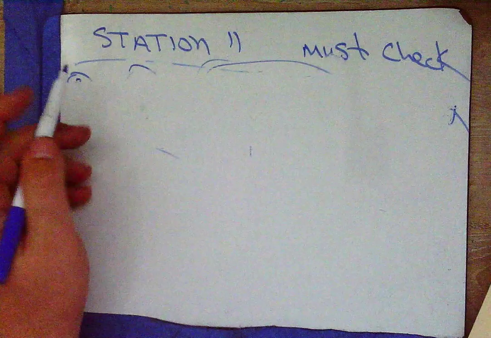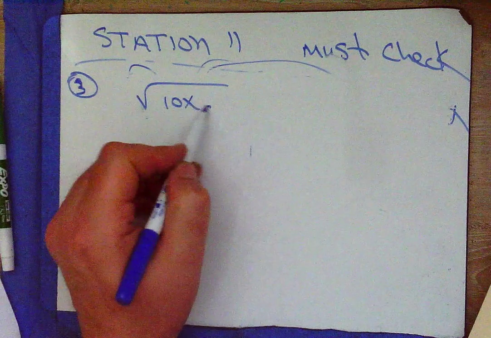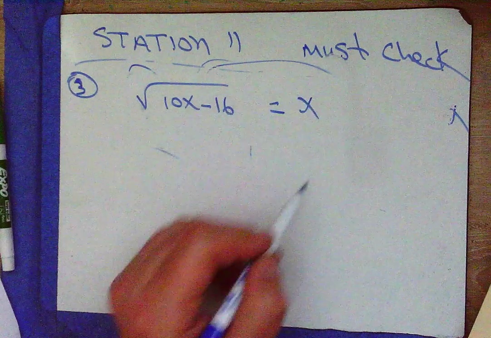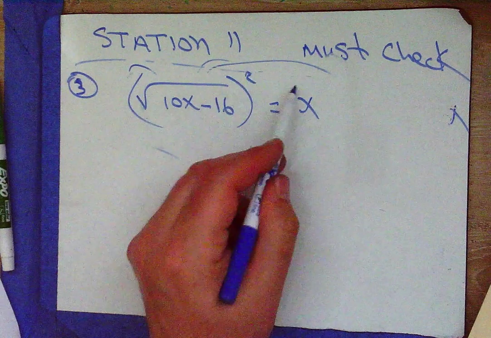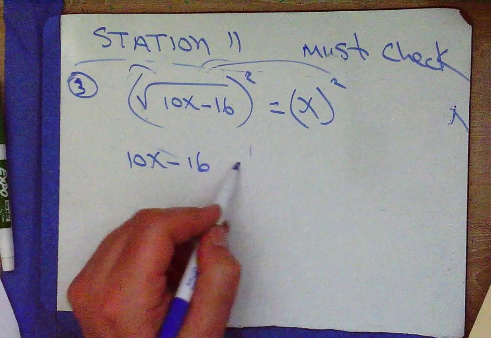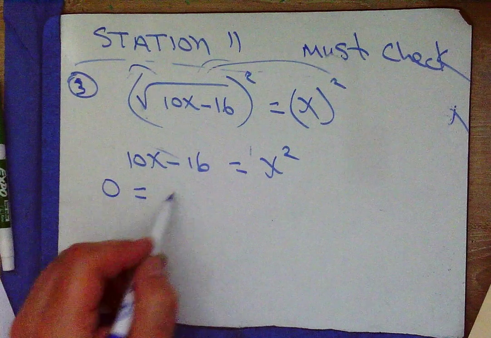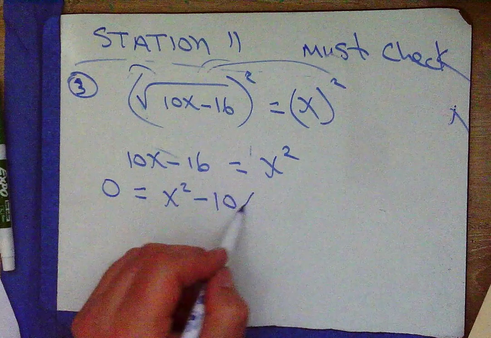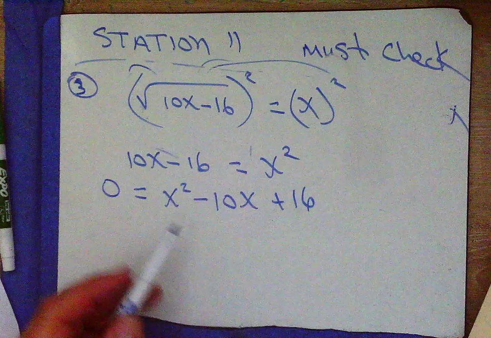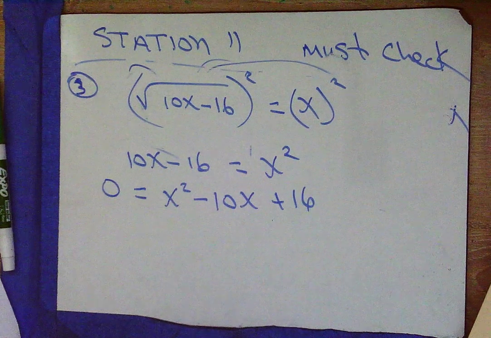All right, third one. Number 3 says square root of 10x minus 16 equals x. Okay, let's square both sides. And I get 10x minus 16 equals x squared. Let's move everything over. 0 equals x squared minus 10x plus 16. All right, finish up this problem. Tell me what you get.